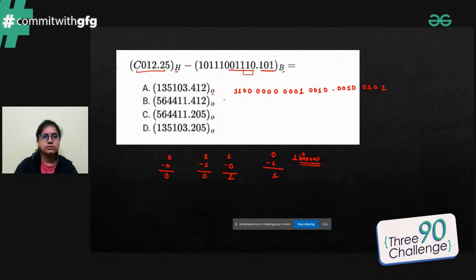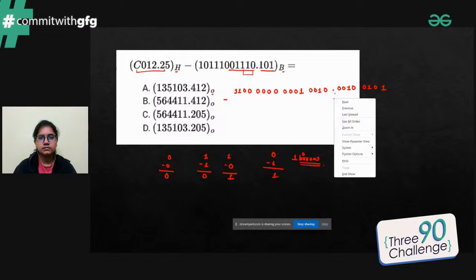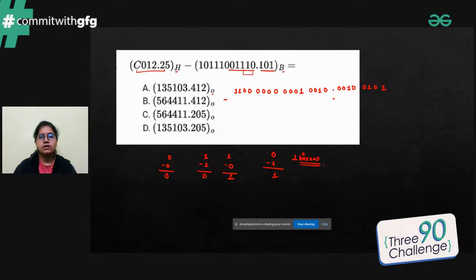Okay, now let's do the subtraction. So let's put the value here from this side. So this is the dot. Now look carefully. We are putting the value here, 0 1 0 1, and the rest of the places we will fill with 0. So 1, 2, 3, 4, 5. This you have to do.